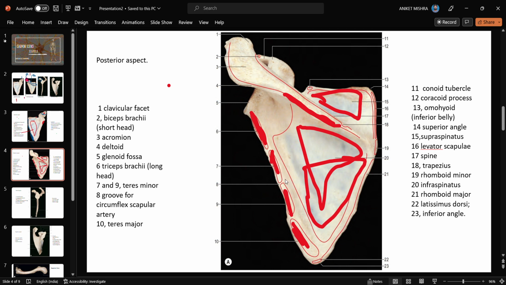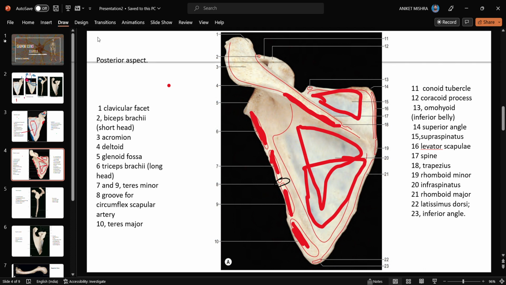There is a groove, the groove for the subscapular artery, present between the origins of the teres minor muscle.